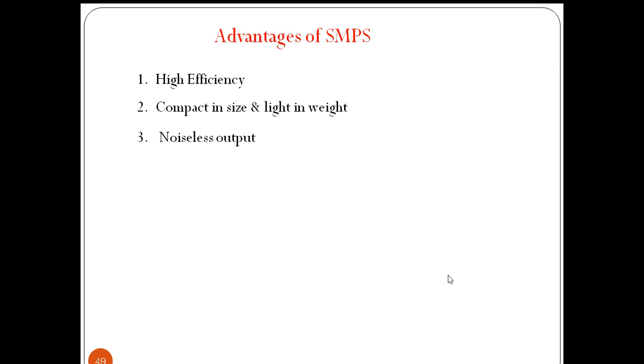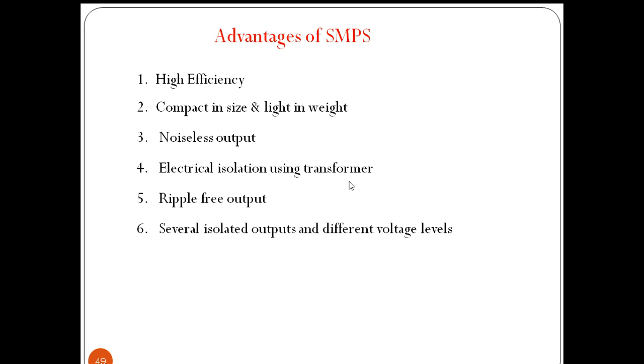The main advantages of SMPS are that it has higher efficiency, is compact in size and lighter in weight. We are getting noiseless operation, electrical isolation using transformer, ripple free output, several isolated outputs at different voltage levels, less sensitivity to input voltage variations, and less heat dissipation. So these are the main advantages.